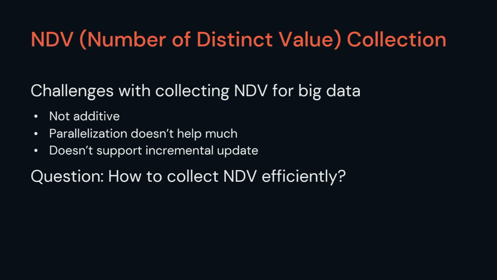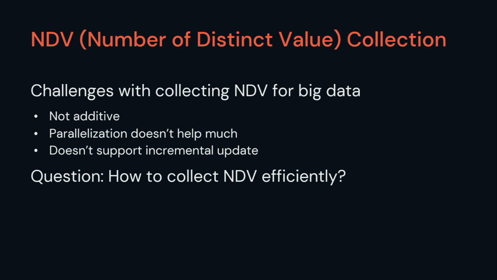For example, if you have the number of distinct values for group A, and you also have the number of distinct values for group B, and you want the number of distinct values for these two groups combined, you cannot simply add the two numbers together. Very likely there are some common values between the two groups. If you simply add the two numbers together, you overcount.